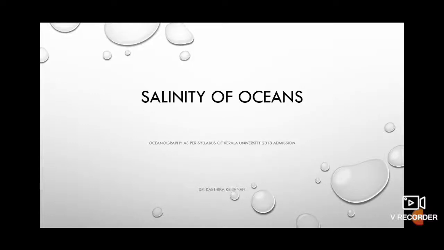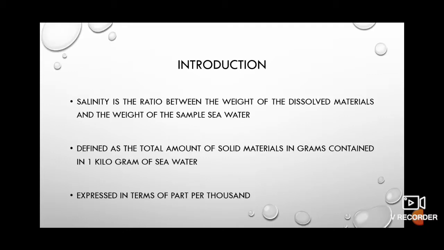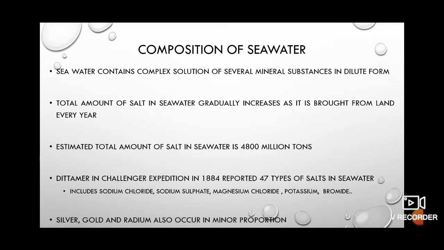Good morning, everyone. Today we will be discussing the salinity of the ocean water. Salinity can be defined as the ratio between the weight of the dissolved materials and the weight of the sample seawater. So, generally, we can define salinity as the total amount of solid materials in grams contained in 1 kilogram of seawater. The salinity of oceans is generally expressed in parts per thousand.